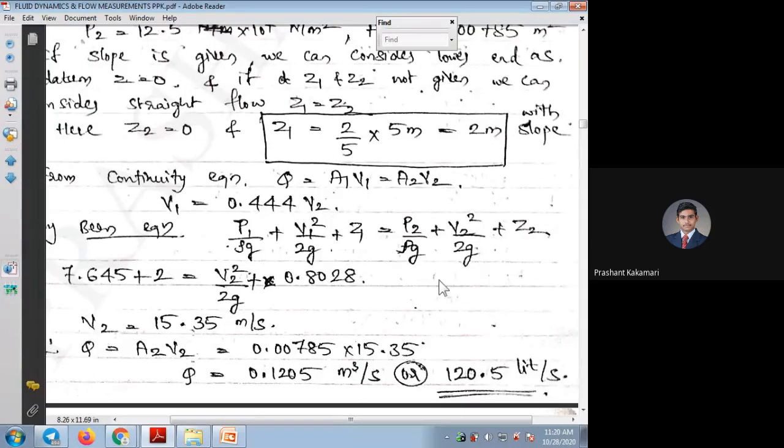The question may be, when V1 and V2 are both unknown, how do we find these values? For that, from the continuity equation they have equated A1 V1 and A2 V2, and kept either V2 in terms of V1 or V1 in terms of V2. In the Bernoulli equation, you can write V1 in terms of V2, or V2 as V1 by 0.444. Then you can substitute to find one. Yes.